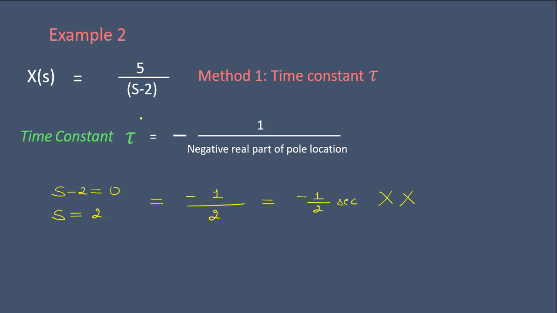The first thing is s minus 2, the pole is not stable, it is unstable because it lies on the right hand side of the s plane, and we have written negative real part of pole location. We have got the positive part. So we have not got the negative part. Our pole is s equals 2. It is not s equals minus 2. Hence, this answer minus 1 by 2 is a wrong answer. So we have proved time constant tau is only applicable for a stable system.